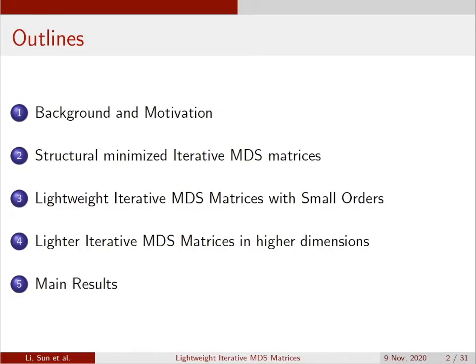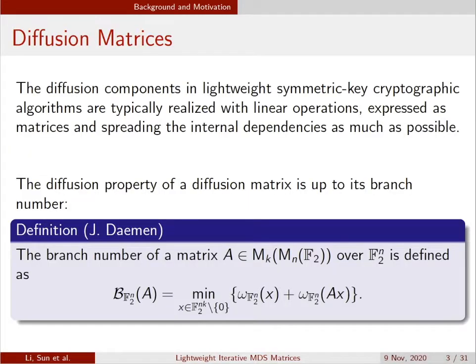Firstly, I want to introduce some background. The diffusion components in lightweight symmetric key cryptographic algorithms are typically realized with linear operations expressed as matrices and spreading the internal dependencies as much as possible. The diffusion property of a diffusion matrix is up to its branch number. By definition, the branch number of a matrix is defined as the minimum number of addition of non-zero blocks of input and output of a matrix.